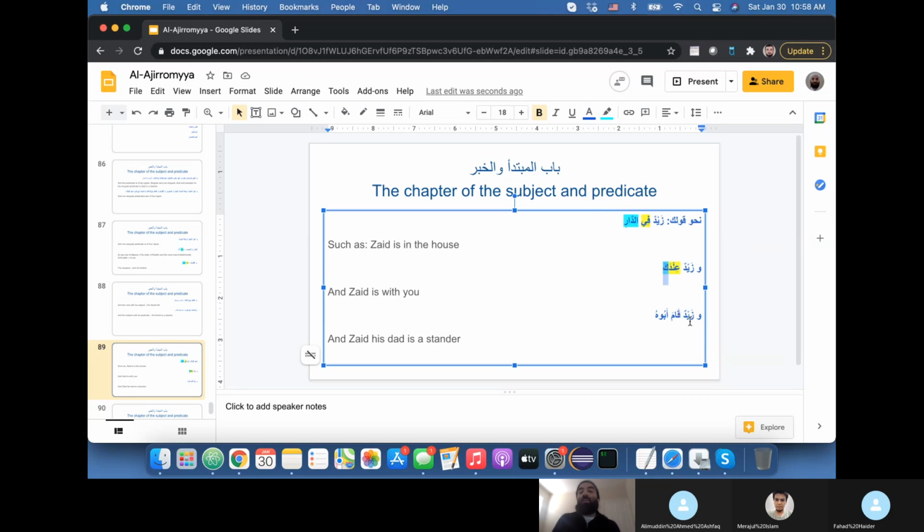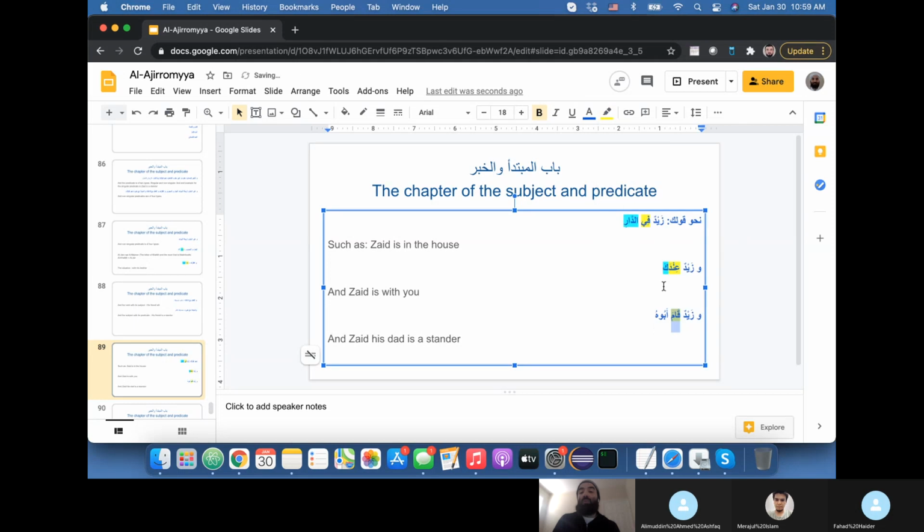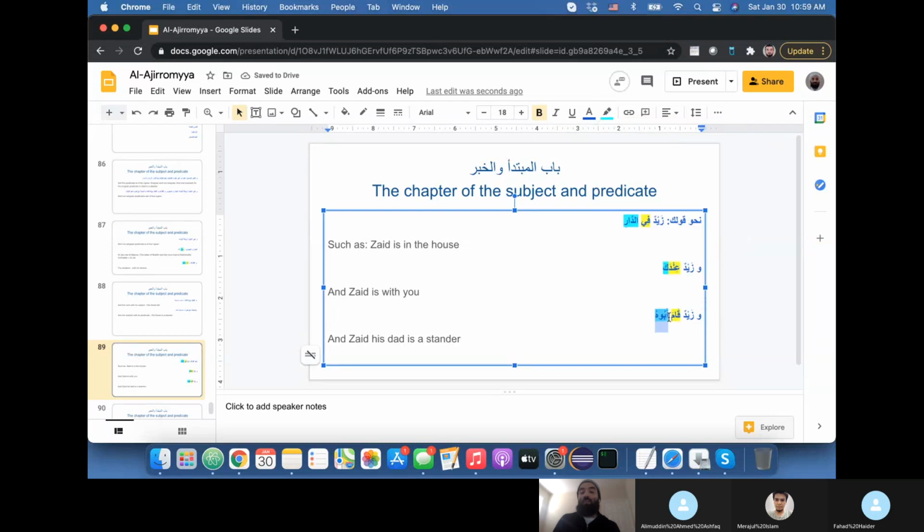And then the third example he gives is for the verb and its subject becoming the predicate of the sentence. For example, qama is the verb meaning stood. Abuhu, his father, is the subject of qama, subject of stood. And collectively, the two words or the sentence becomes a predicate for our subject, which is Zayd. Zaydun qama abuhu.